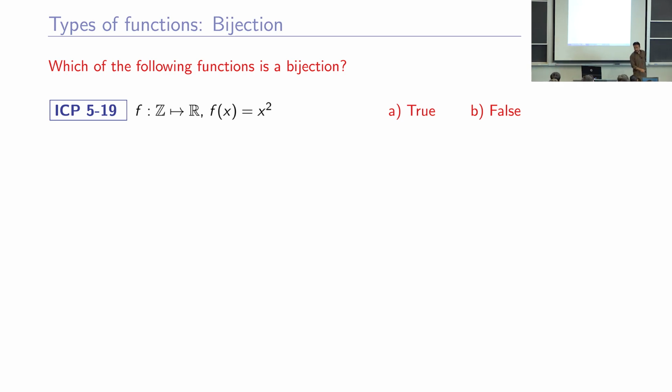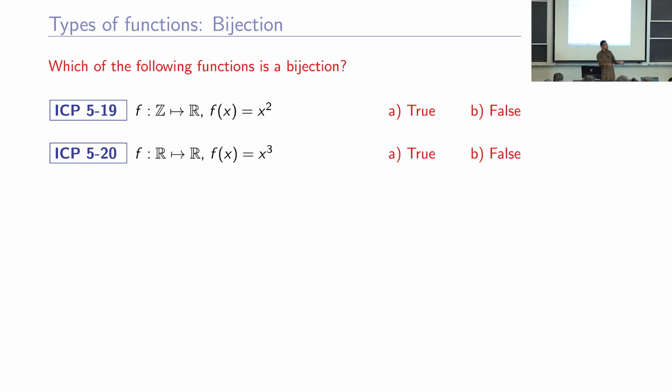So f of x is equal to x squared, the domain is integers, the codomain is real. Is this a bijection? Why is it not a bijection? It's not one-to-one. Why is it not one-to-one? Yeah, f of 1 is equal to f of negative 1, right? The square root of 1, and that's good. So it's not one-to-one, so it's not a bijection.